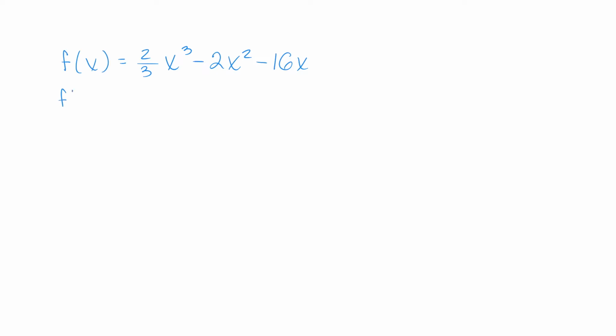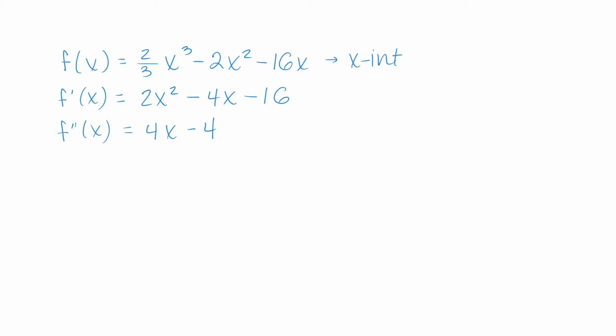So let's find our derivative here. The derivative here is going to be 2x squared minus 4x minus 16. And my second derivative is going to be 4x minus 4. All right, now this original function would lead me to my x-intercepts if I felt like solving it, but no. So let's go to this guy. What if we can find maxes and mins here? This is going to lead me to maxes and mins. So let's try and solve that.